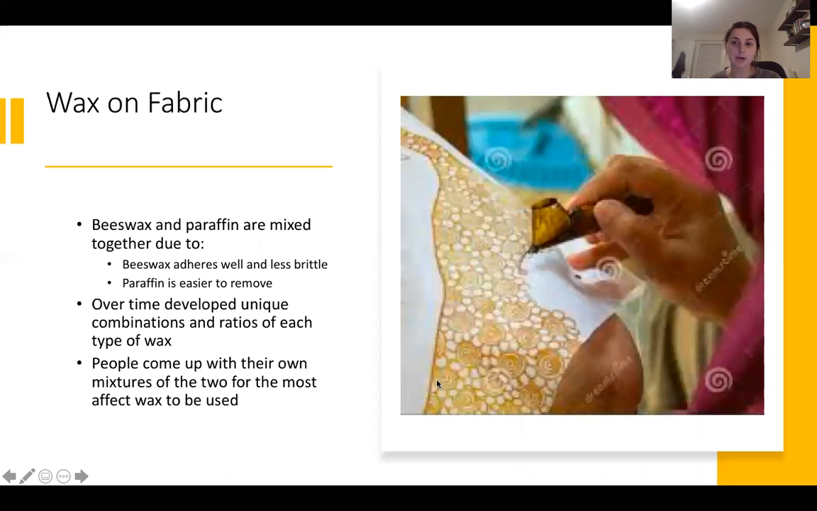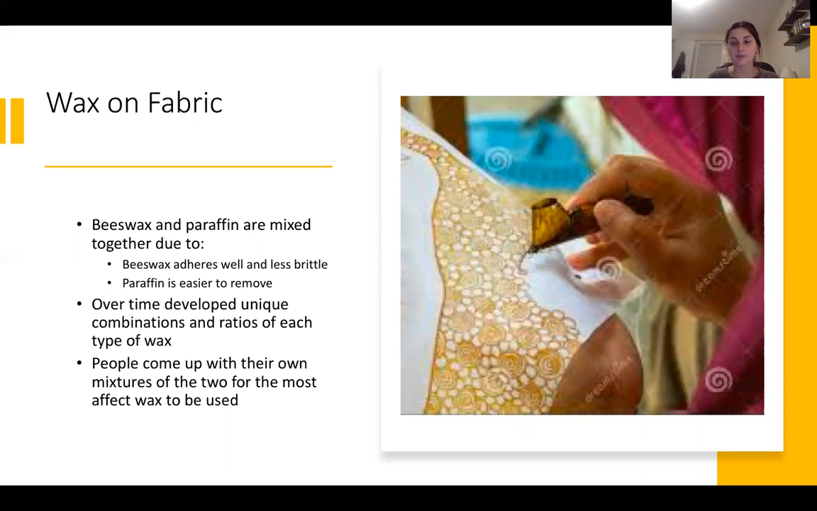So, wax on fabric. Beeswax and paraffin are mixed together when they're used in the art of batik. That is because beeswax adheres well to the fabric and is much less brittle than paraffin is. But paraffin needs to get mixed in because paraffin makes it a lot easier to remove that wax.